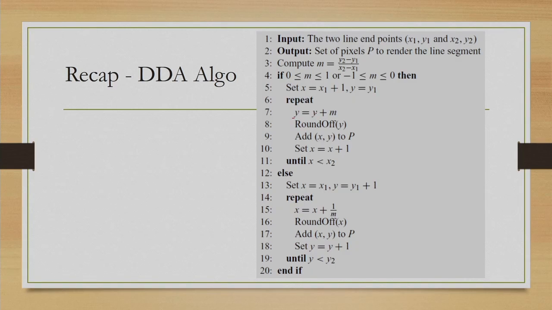So, to compute y, we simply added this m value to the current value, or to compute the new x, we simply added this 1 by m value to the current x value. Now, when to choose whether to compute x or y depends on the slope. So, if the m value is within this range, then we compute y given x, otherwise we compute x given y using the line equation.